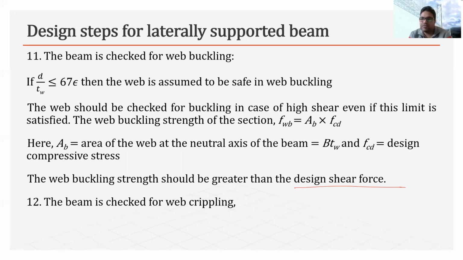Similarly, the last step would be to check our beam against the web crippling. As mentioned in step 1, the web crippling strength should be more than the design shear force. So this is design shear force, which is V, and FWC is the web crippling strength. For our beam to be safe in web crippling criteria, it should be more than the design shear force. So these are the steps that we are going to follow while designing the problem.